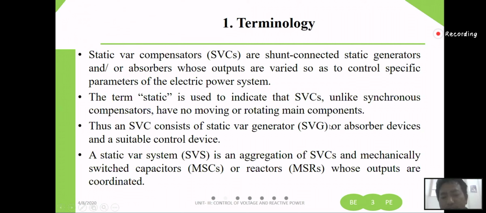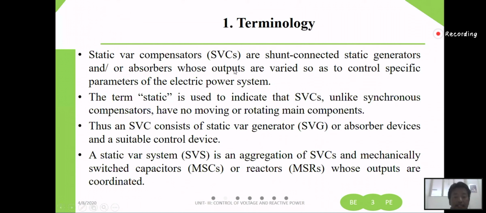Okay, so in the exam it may not come as what is meant by SVG, but you have to know if somebody asks what is SVG, and in the question SVG and SPC were both given. So you might have to know this little bit of difference. That's why I have given it here. Okay, and then it will absorb, with the device and suitable control devices.